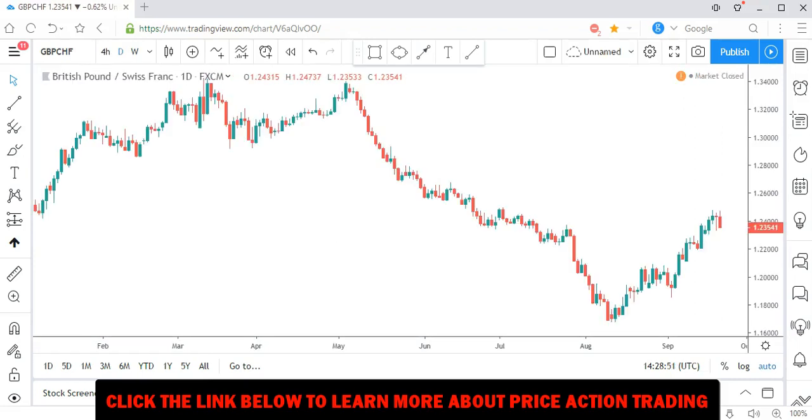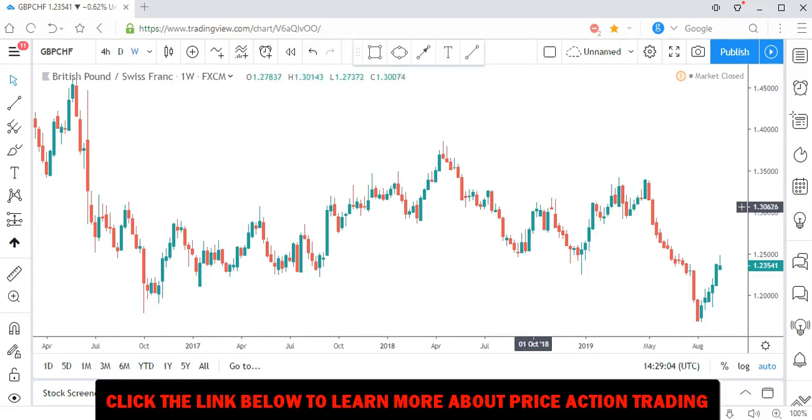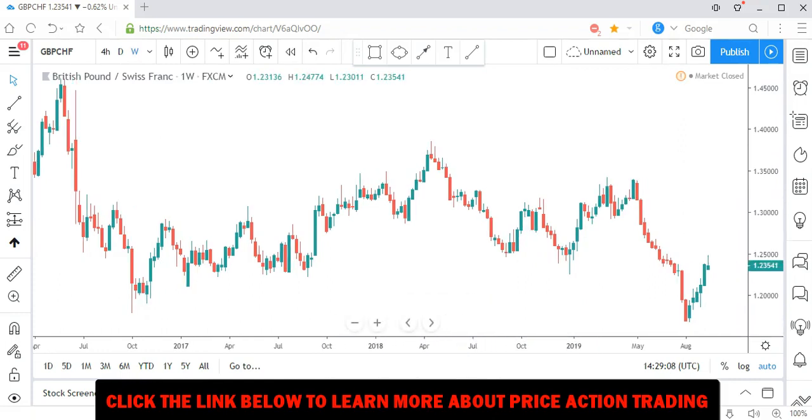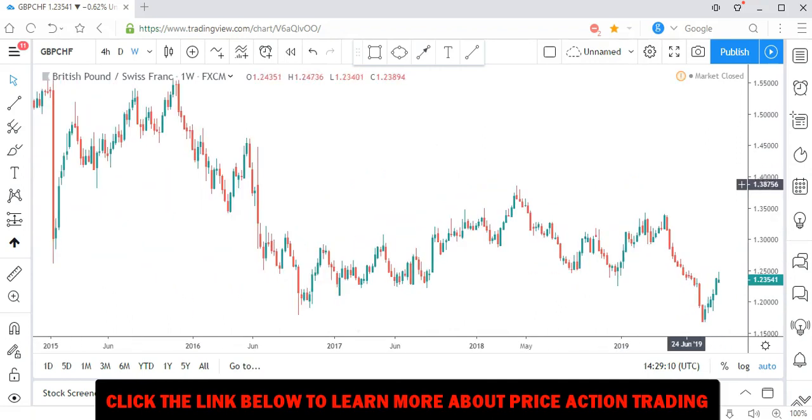I prefer using the TradingView platform to do my analysis because it saves my analysis automatically. So all you need to do is just go to tradingview.com, then sign up, and you can use the platform too. It's free. You don't have to pay for anything.